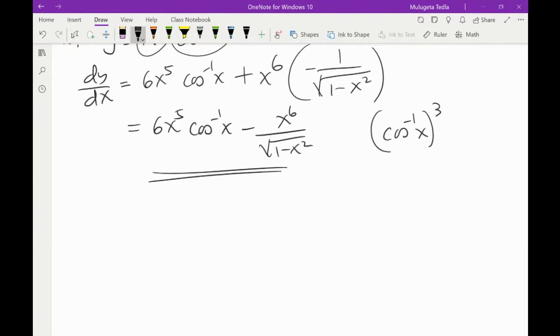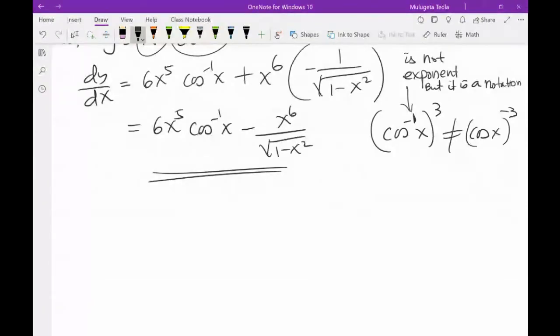I just want to mention that when they say cos inverse of x squared, or cubed, it's wrong to say cos negative 3 of x, or cos of x to the negative 3. You're thinking this is an exponent. No, it is not an exponent. This negative 1 is not an exponent. It is actually a notation for the inverse function.